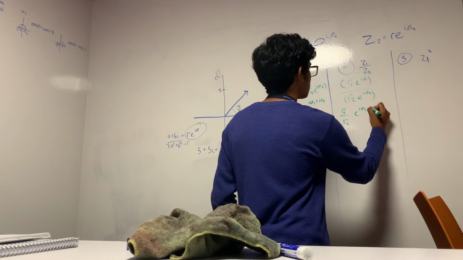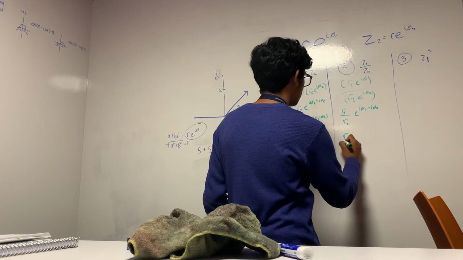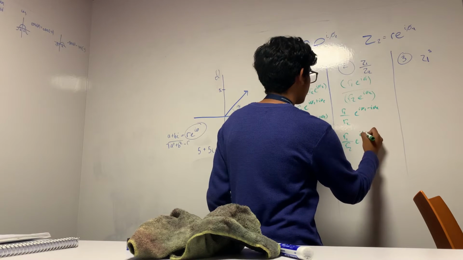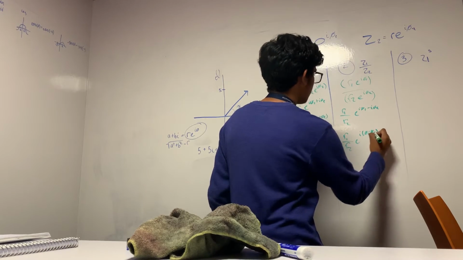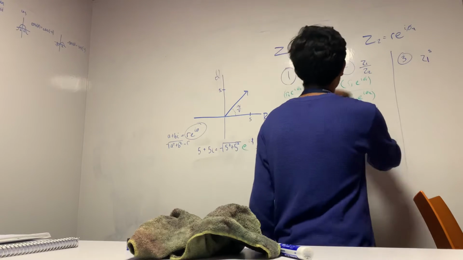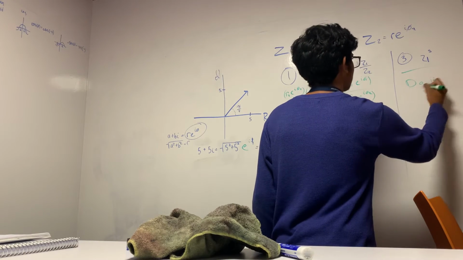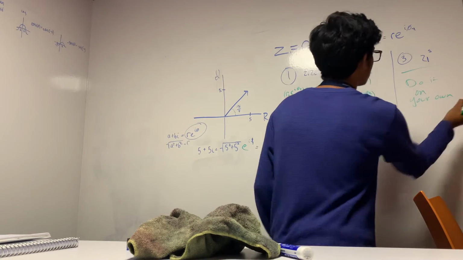e^(i theta 1 minus i theta 2). And so this would equal this e^(i(theta 1 minus theta 2)), and so the angles subtract this time, and the moduli divide. And so now that you guys know how to do these two, I would say do this one by yourself. I'm sure you guys can do it.